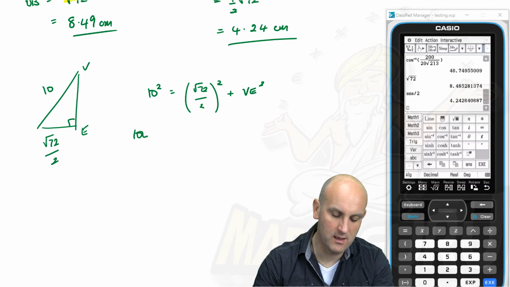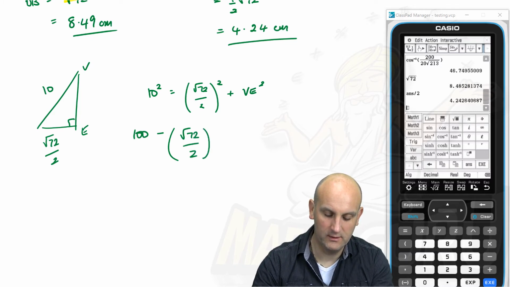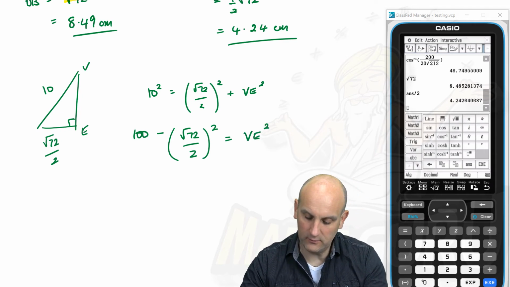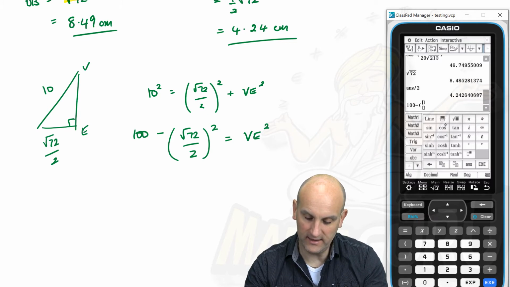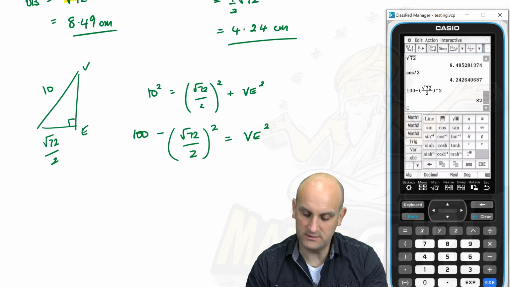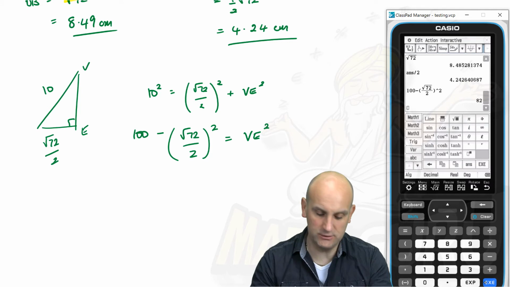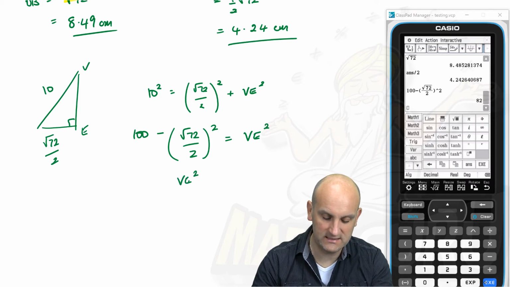Well, that's 100 minus, taking away the square root of 72 on 2 squared is equal to VE squared. And let's see what happens. We are going to do 100, please, minus, and in brackets, a fraction, the square root of 72 divided by 2, close the bracket, and we go all squared. That's going to give me the value of 82. Right, brilliant. So we now know that VE squared is 82.